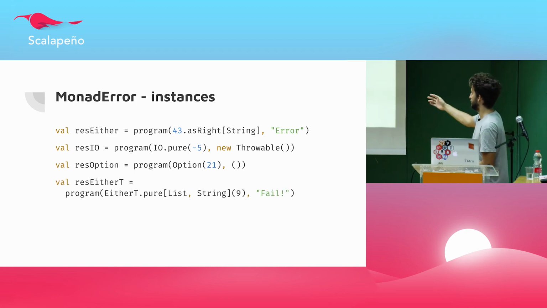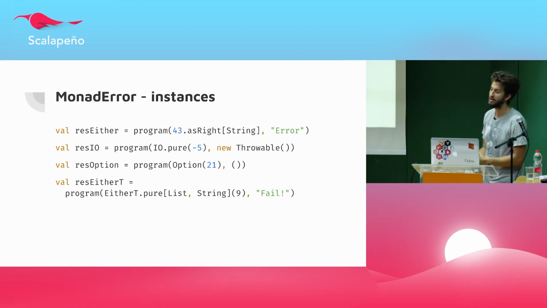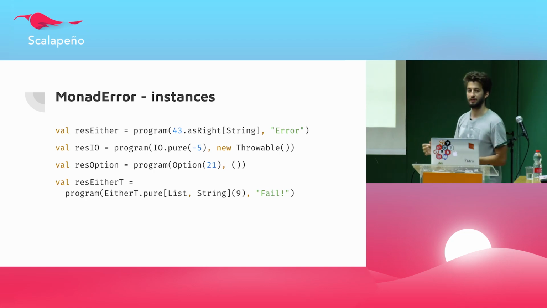And here we have an example where we call the program with either t of list, which is basically isomorphic to a list of either a string or an integer. And we can call that using the same program. So abstracting over all of these, over this behavior, already gives us a lot of flexibility in calling this program with a lot of different instances.